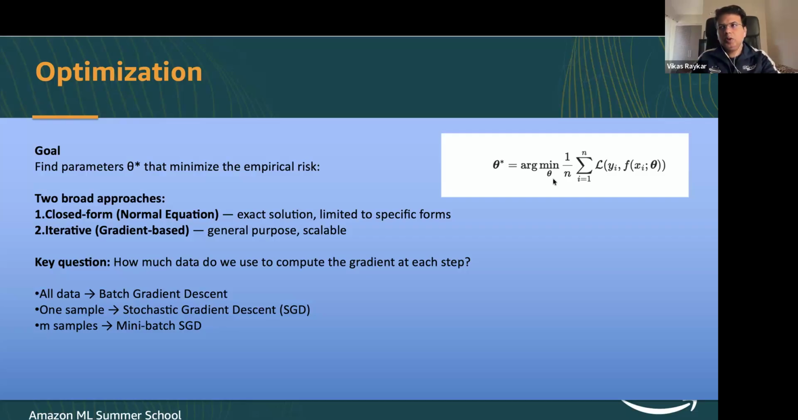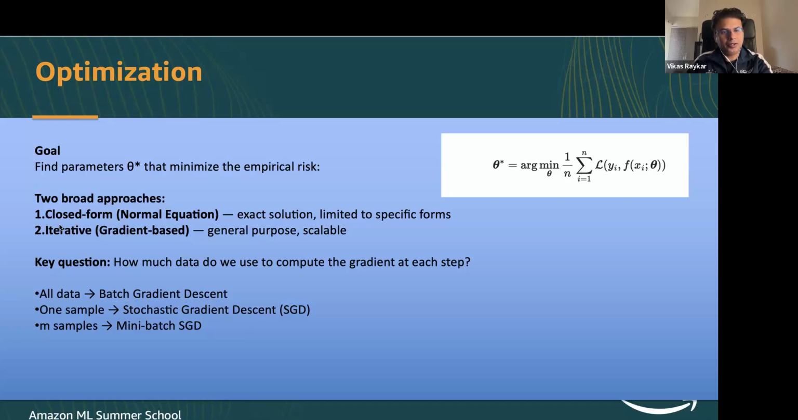Depending upon the problem, there are broadly two schools of thought. One is where you explicitly try to minimize it, write the equation, and solve for the value of theta. With that, you get an exact solution, but it's limited to certain standard problems, like linear regression, where you can get an exact equation for the W parameters.